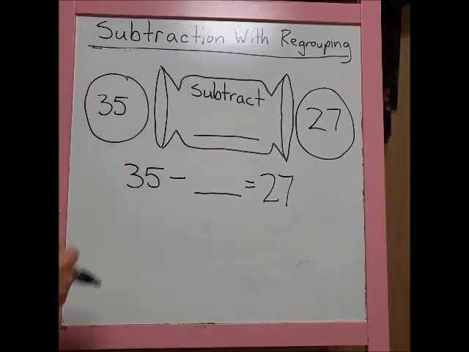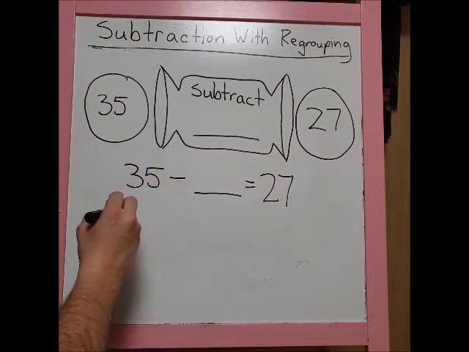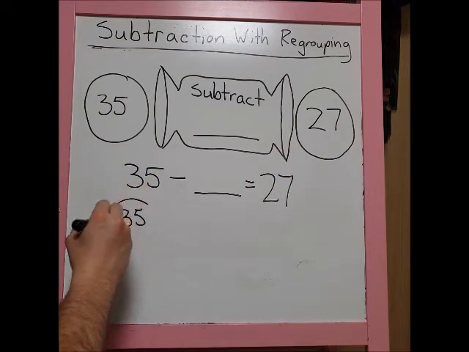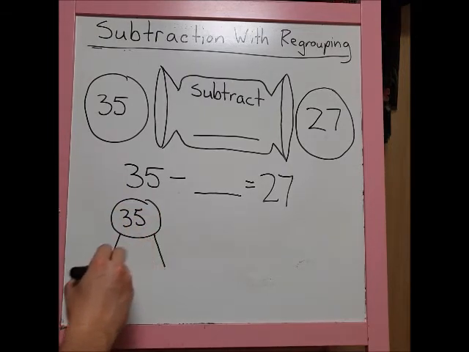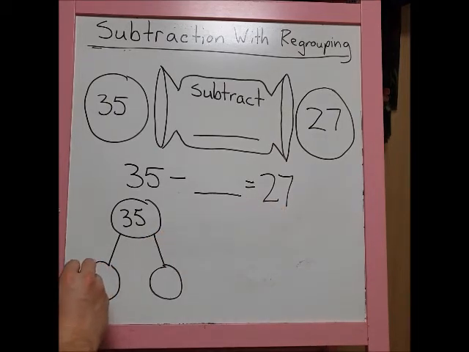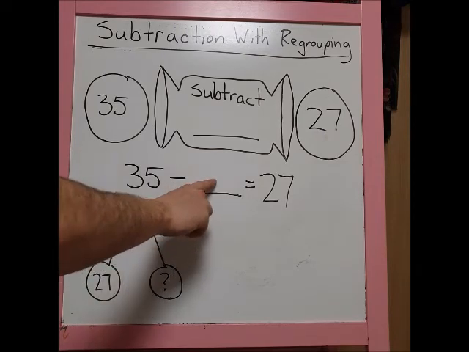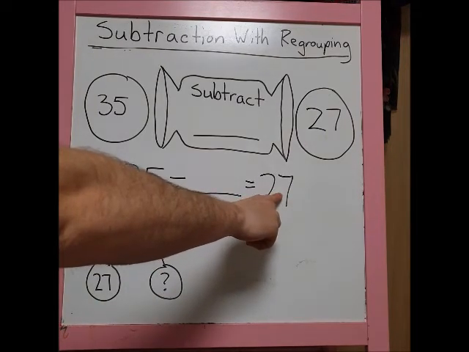So how do we figure out this number? It's an easy way to do it. Remember number bonds. If we have a number bond, we take our biggest number, which is 35, and we can make a number bond. We know one part is 27, but we don't know what this number is. But because they're in a number bond, it doesn't matter how we rearrange this problem. 35 minus this number will give us 27.